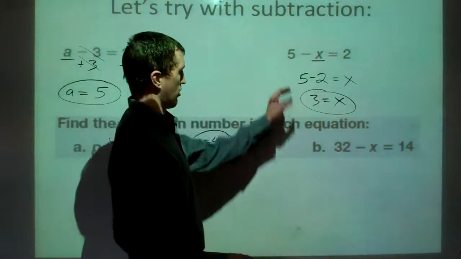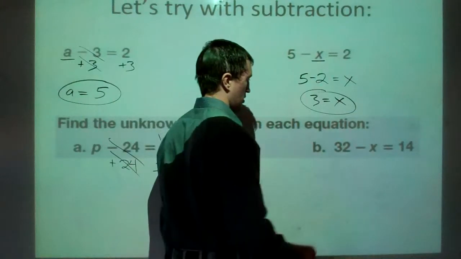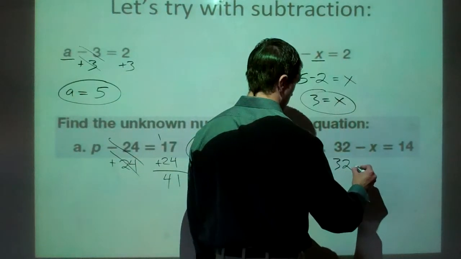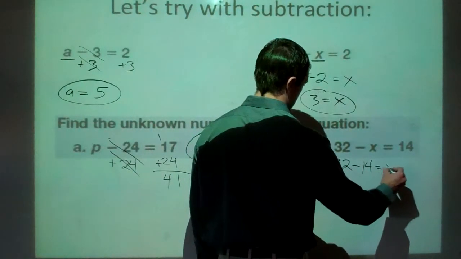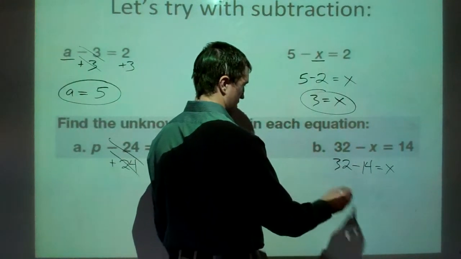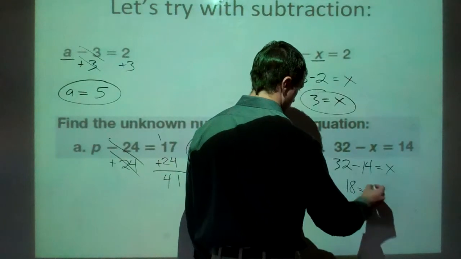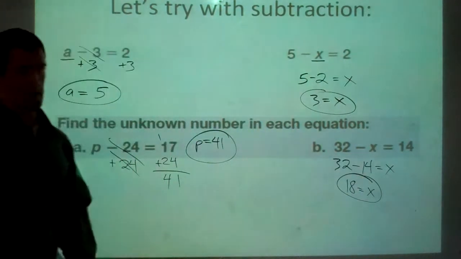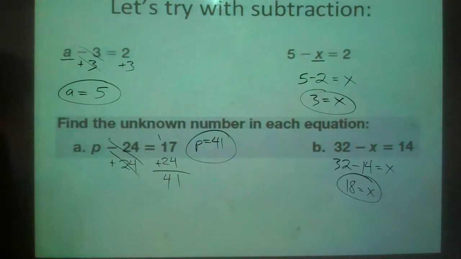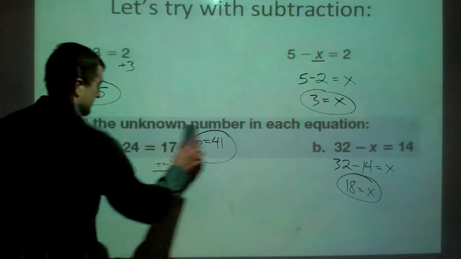And same scenario here as it is here. We're going to just do 32 minus 14 equals x. 32 minus 14 should give us 18. 18 equals x. Alright? So moving on.